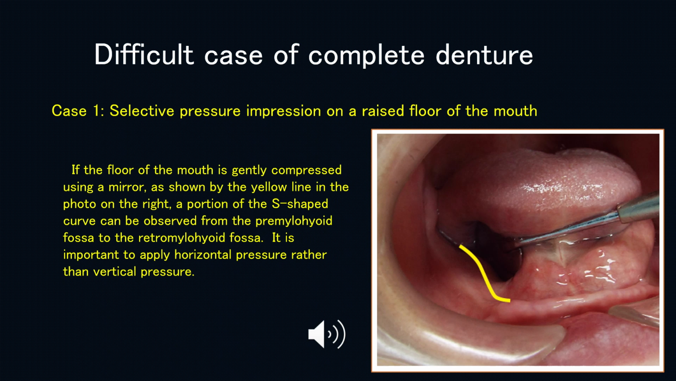Case 1. Selective pressure impression on a raised floor of the mouth. If the floor of the mouth is gently compressed using a mirror, as shown by the yellow line in the photo on the right, a portion of the S-shaped curve can be observed from the premylohyoid fossa to the retromylohyoid fossa. It is important to apply horizontal pressure rather than vertical pressure.